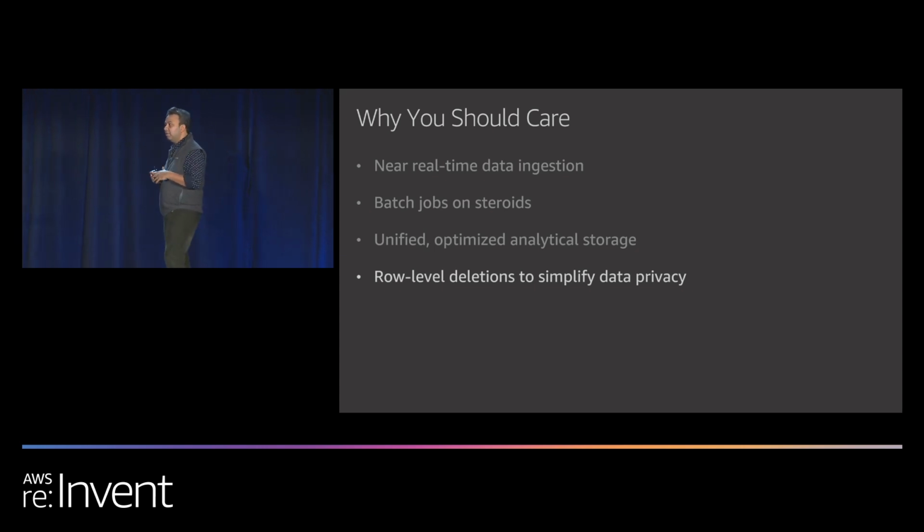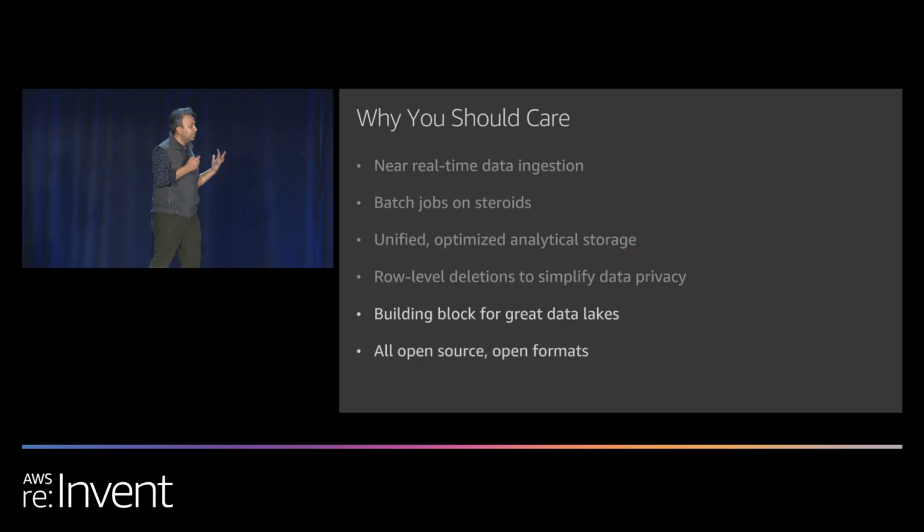Also, for those of you who are building Lambda architectures, where you have a slow batch layer and a fast layer because streaming data has different requirements from batch data, Hoodie allows you to consolidate them into simple pipelines, and I'll show you how. You also can do row-level deletions because it simplifies data privacy. We think it is really great building blocks for great data lakes, and all of this is open source. All of this is in open format, so there's nothing proprietary about the system.